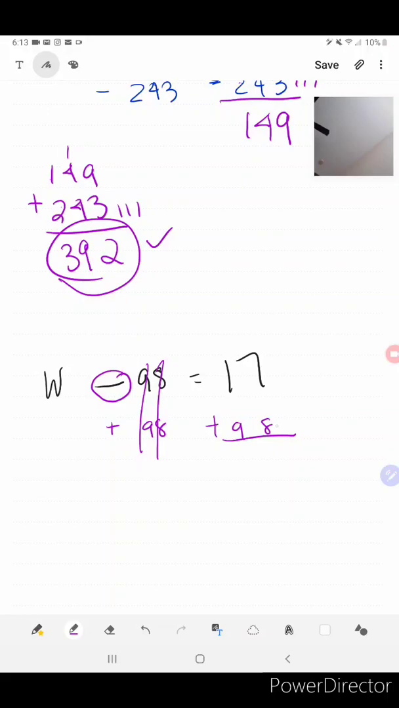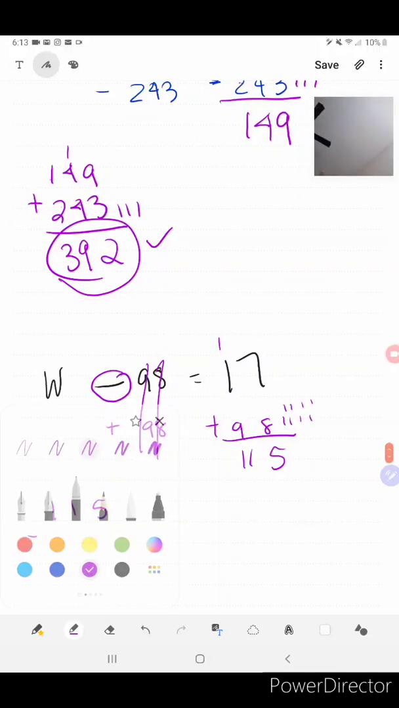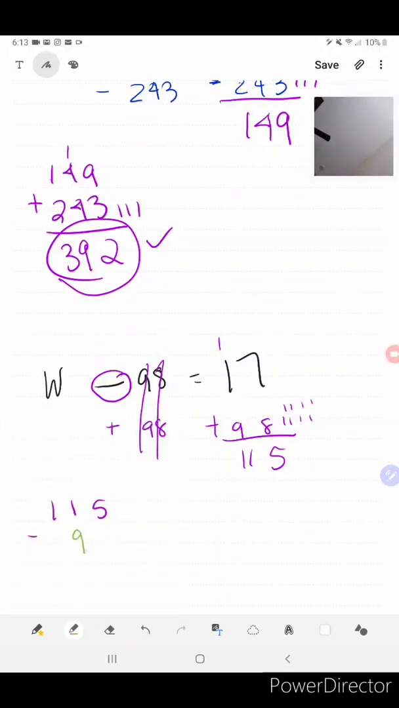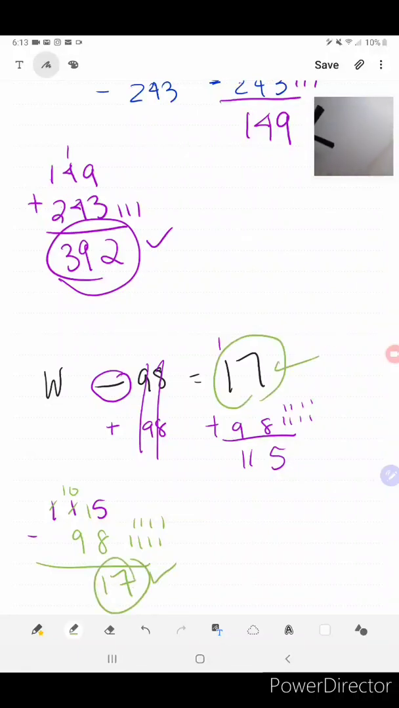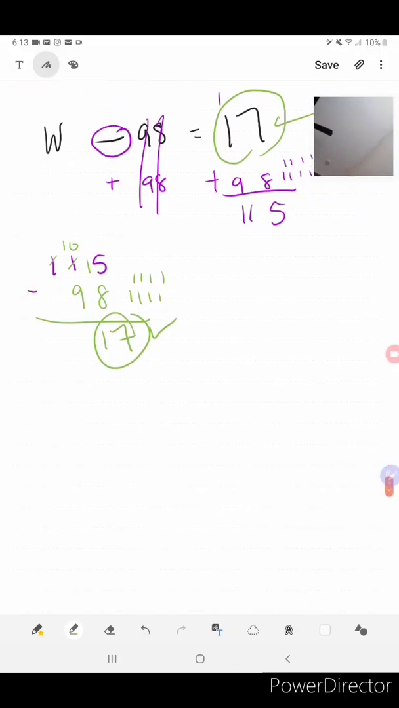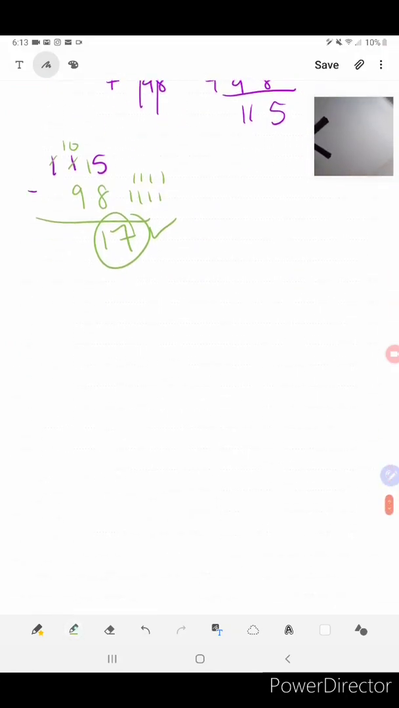7 plus 8 is 7, 8, 9, 10, 11, 12, 13, 14, 15. 9 plus 1 is 10, 10 plus 1 is 11. So if we were to check, 115 minus 98, you borrow, 15, 14, 13, 12, 11, 10, 9, 8, 7. And then 10 minus 9 is 1. So 17, 17. So you did the work right. So that's plus and minus.